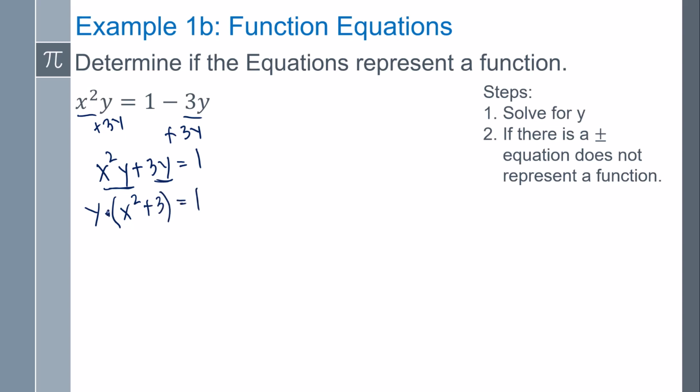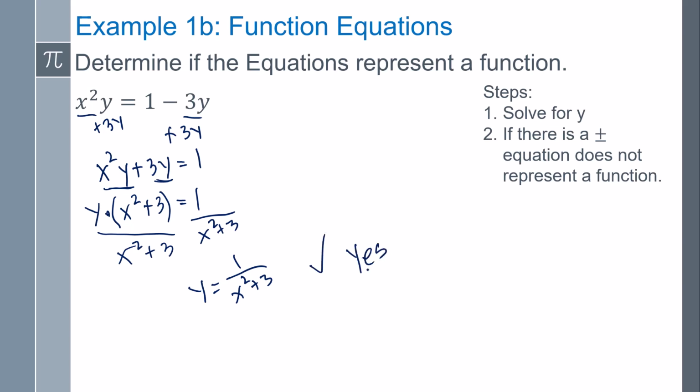Now this is y times x squared plus 3. So the inverse of multiplication is going to be division. So I'm going to divide both sides by x squared plus 3. So I get y equals 1 over x squared plus 3. Now, my y is by itself. There's no plus or minus, so this is a function.